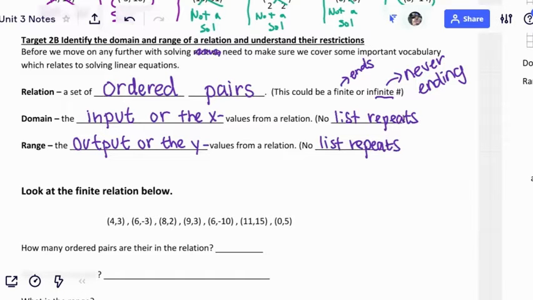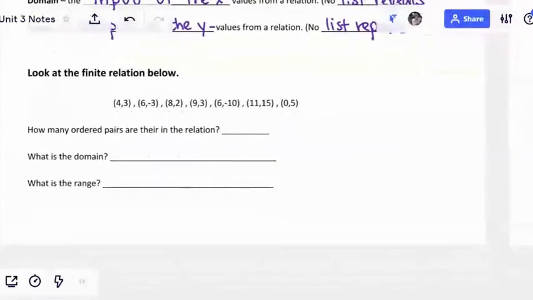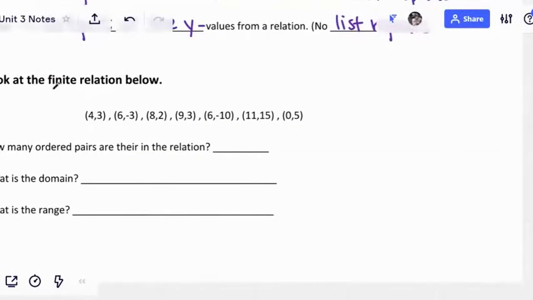So let's take a look at an example. So again, this is a finite relation. It's a set number of ordered pairs. So how many ordered pairs are in the relation? Well, we have 1, 2, 3, 4, 5, 6, 7. We have 7 ordered pairs in this relation.